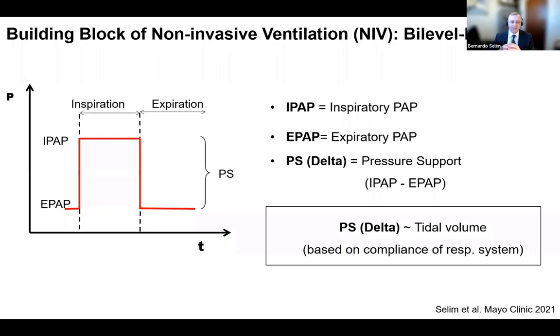So all bi-levels will have an EPAP, all bi-levels will have an IPAP, and in all bi-levels, the difference between the IPAP and the EPAP is what we call the pressure support. So the pressure support, or delta pressure, as sometimes we refer to it, will in a certain way be equivalent to a tidal volume.